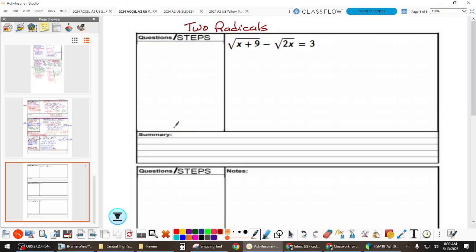You just combine the radicals with the same things. Can I combine those two? No, because they're not the same radicals. They do have the same index, but not the same radicand. So pick one radical and get it by itself. Here's some advice though.